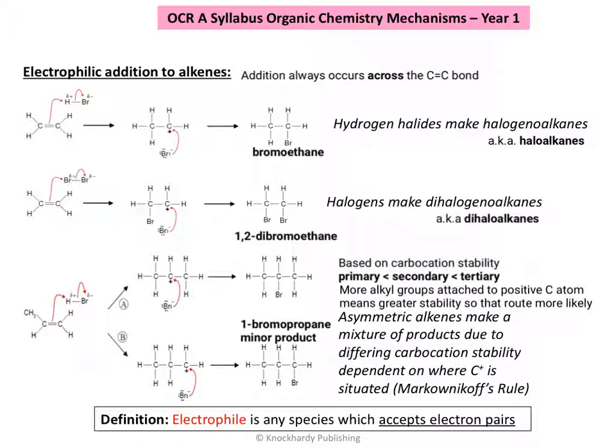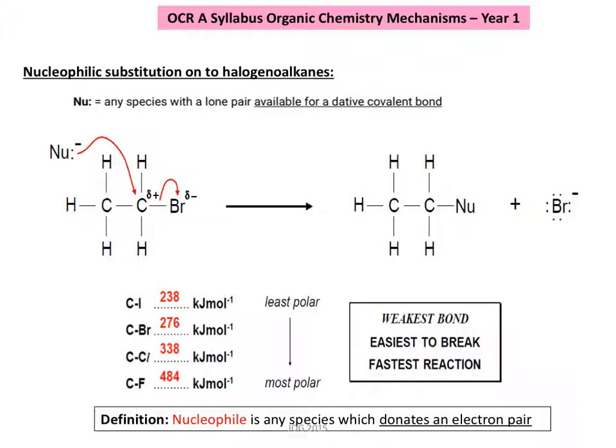So what we'll do now is move on to the final mechanism, which is nucleophilic substitution. So here, Nu with the 2 dots next to it represents any species with a lone pair available for a dative covalent bond. It doesn't necessarily have to be negatively charged, because obviously water and ammonia are common examples that are neutral. But all 3 of those species have lone pairs, as do halide ions. So they're familiar examples from A-level textbooks.